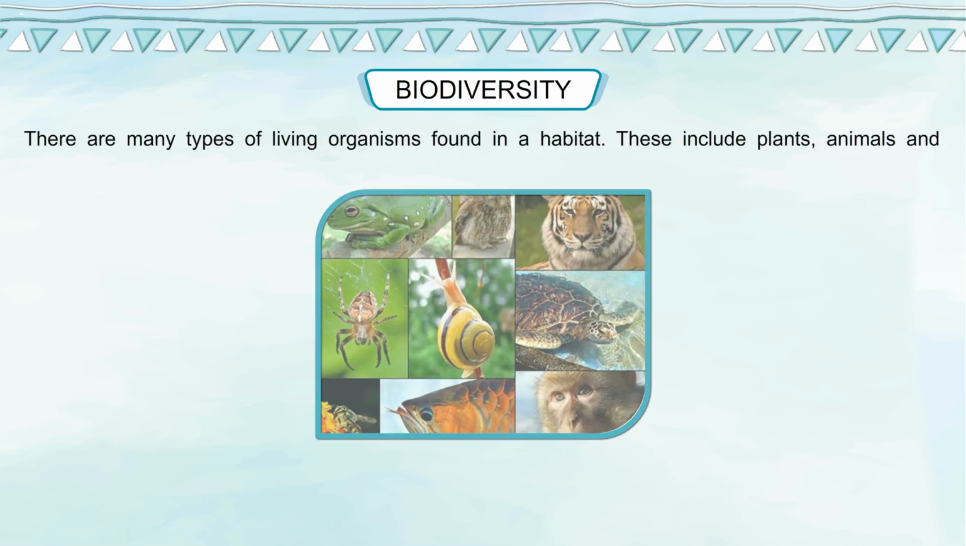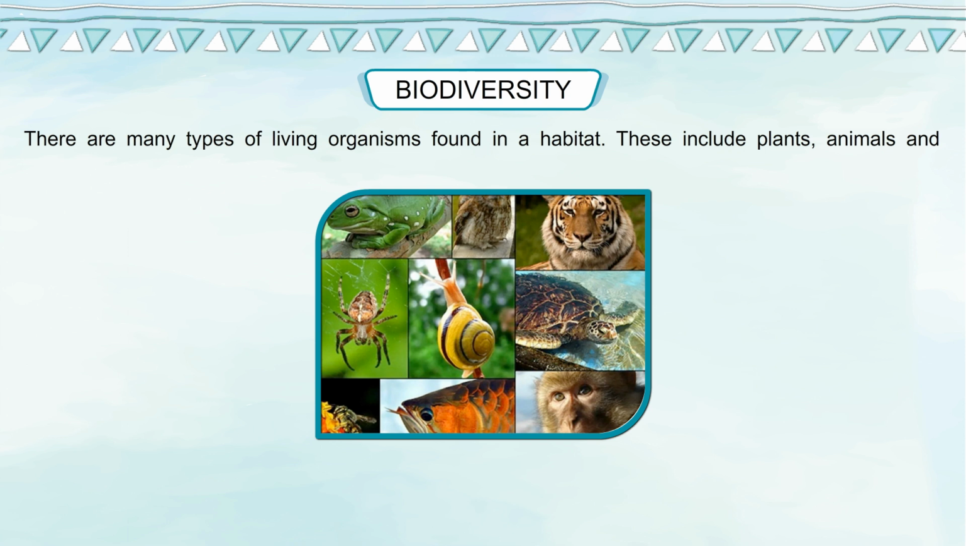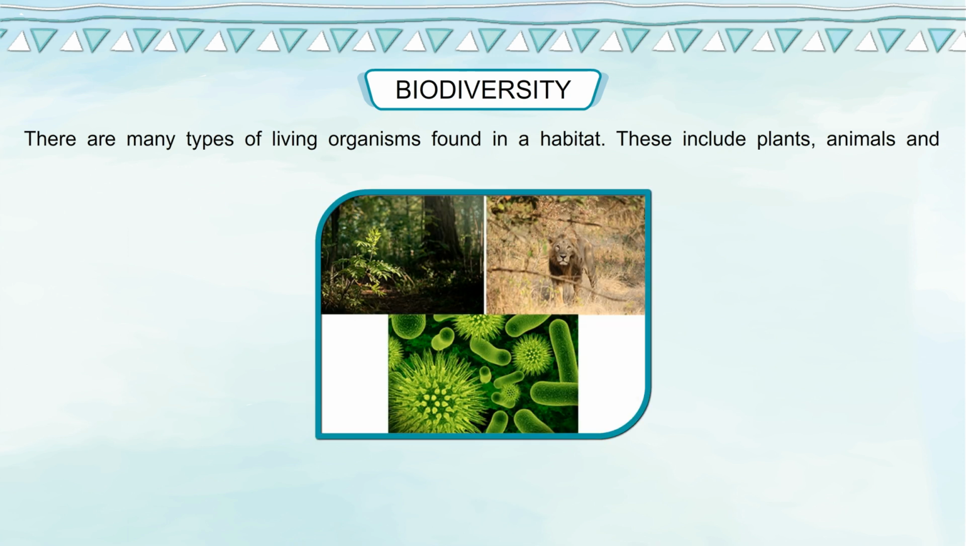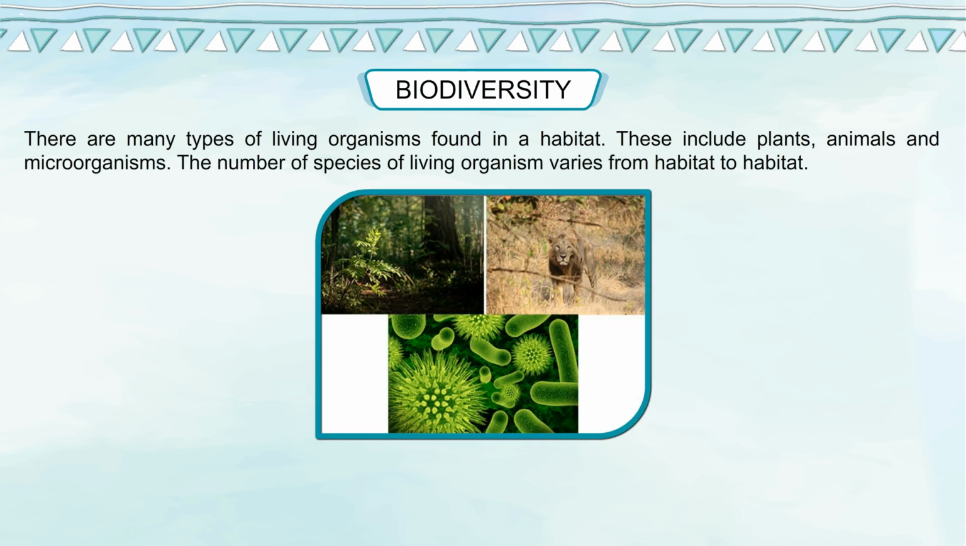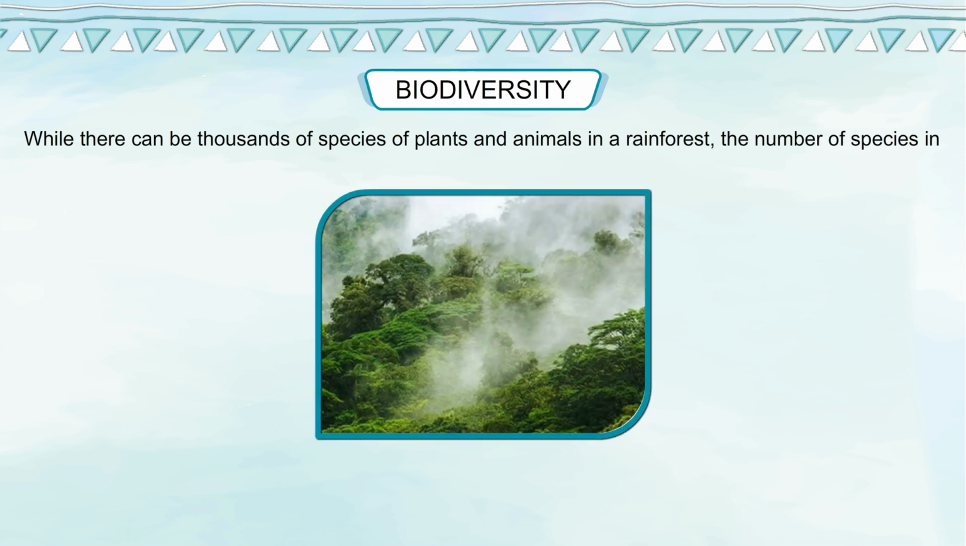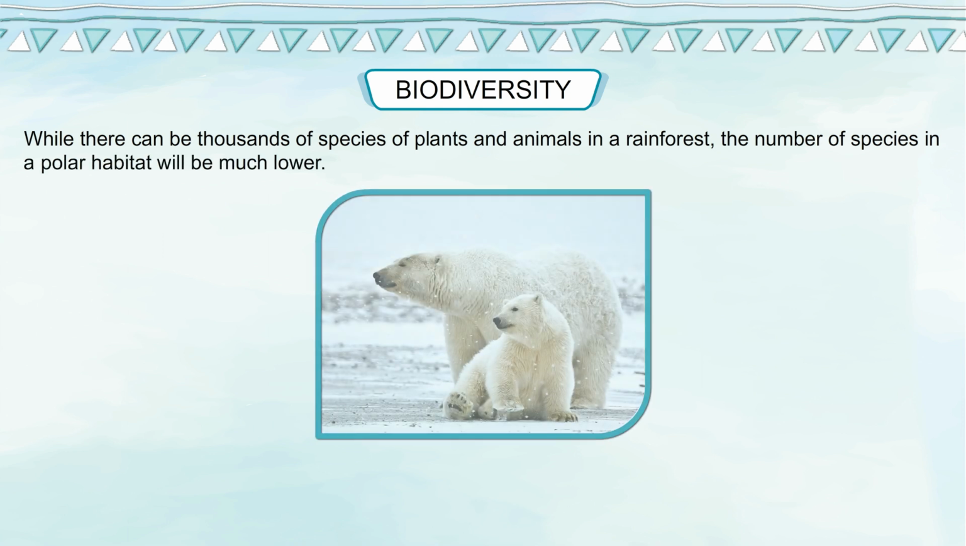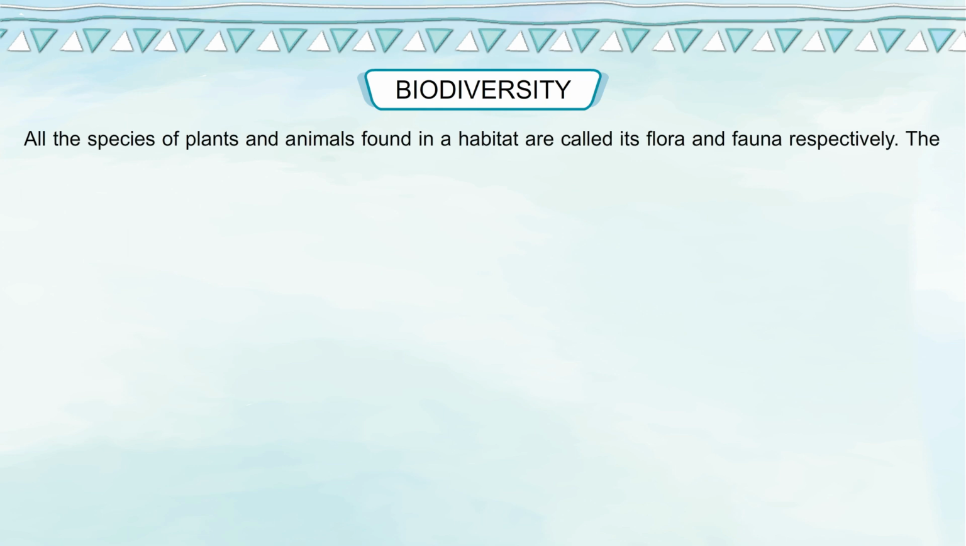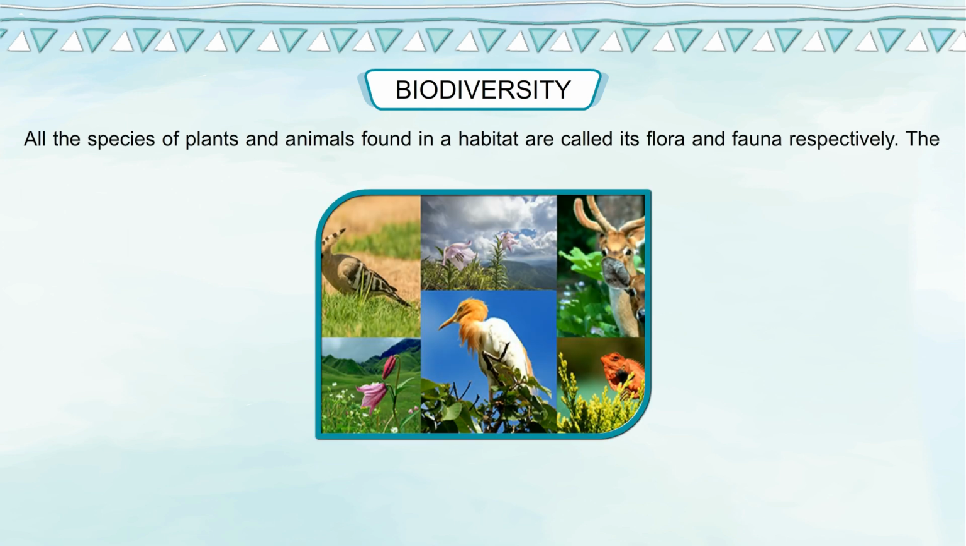Biodiversity. There are many types of living organisms found in a habitat. These include plants, animals, and microorganisms. The number of species of living organisms varies from habitat to habitat. While there can be thousands of species of plants and animals in a rainforest, the number of species in a polar habitat will be much lower. All the species of plants and animals found in a habitat are called its flora and fauna, respectively.